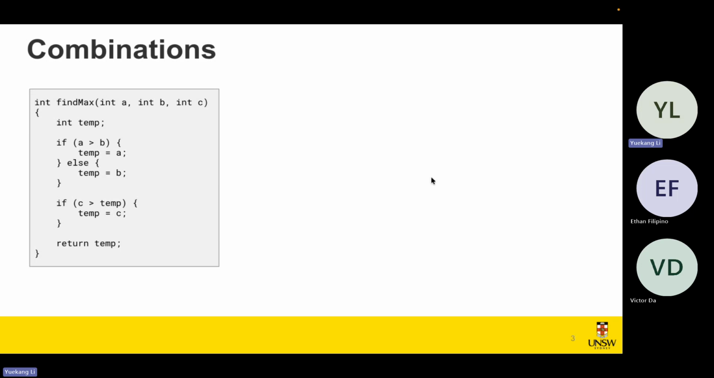Let's assume we are trying to test this find max function here. We can see that this find max function will just return the largest integer from the three integers, right? It is done by comparing the first two integers and then comparing the larger one with the third. So there are relationships among these integers, among these parameters. There are relationships between A and B, and between C and the larger value of A and B, right?